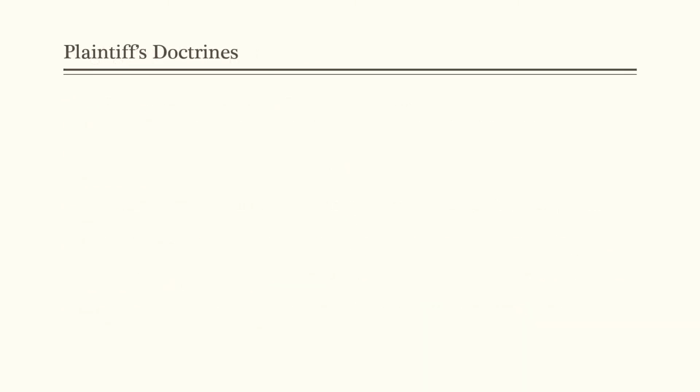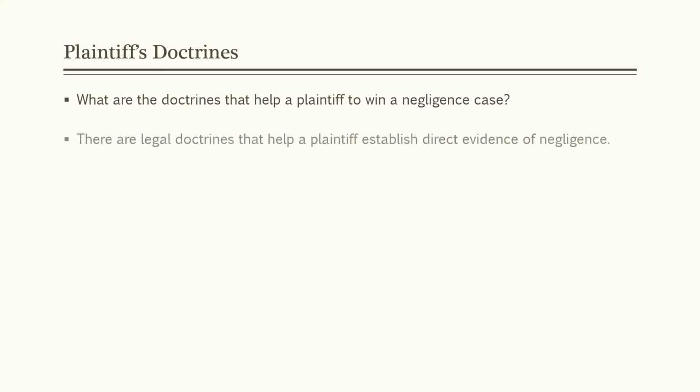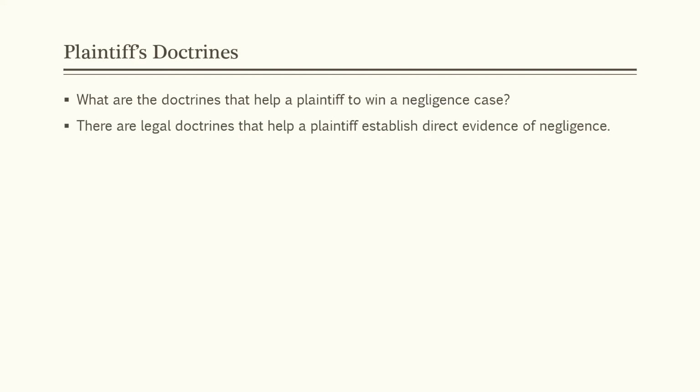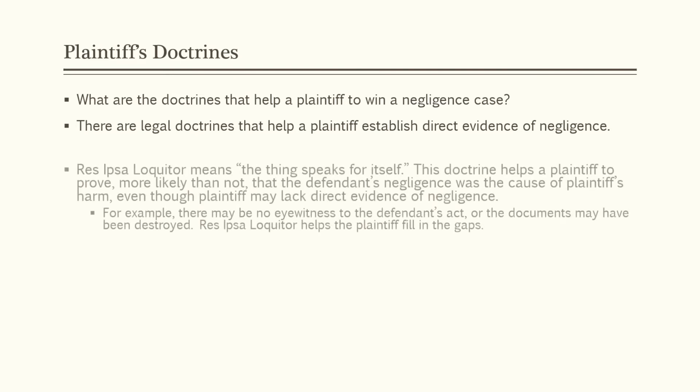We've discussed the 4 elements of a negligence case that the plaintiff must prove in court: duty, breach, causation, and damages. But sometimes the plaintiff needs a little bit of legal help to prove their case, and there are some doctrines that have developed over the course of the common law to assist the plaintiff in bridging the gaps. So what are the doctrines that help a plaintiff to win a negligence case? There are legal doctrines that help the plaintiff establish direct evidence of negligence.